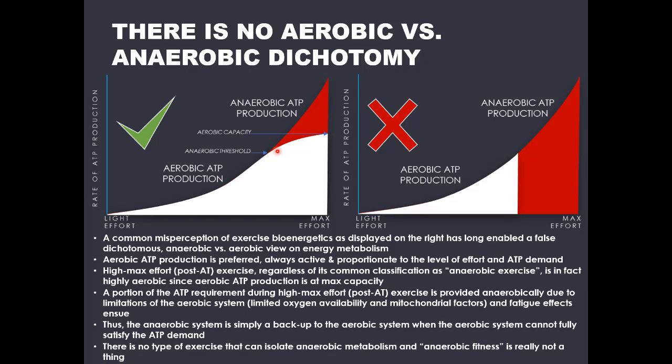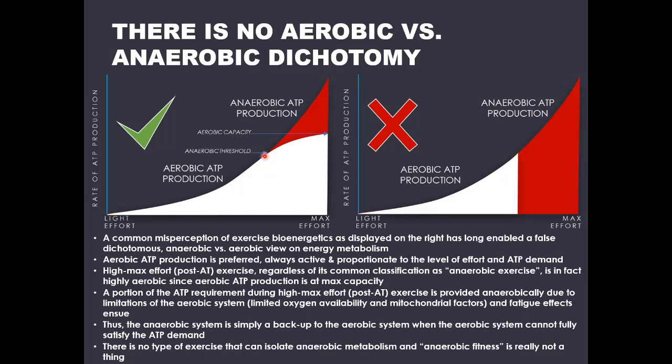Now, as intensity increases past this anaerobic threshold, there is a further rise in ATP demand, and the aerobic system tries very, very hard to satisfy this rising ATP demand, but it can't fully meet the demand. So as you can see here, the ATP demand is up here, but the ATP production via the aerobic system is right here. So the first question is, why can't the aerobic system meet the full ATP demand starting at this point called the anaerobic threshold?